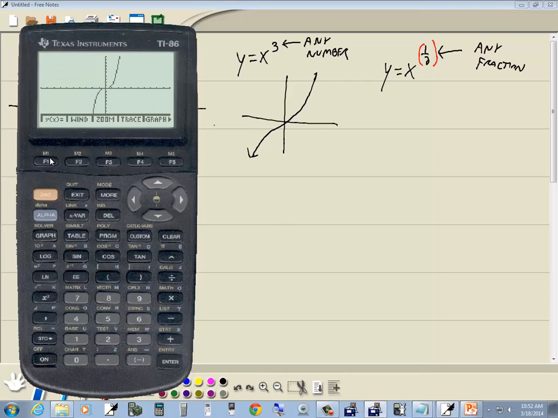So press my y equals. Again, if you're not in graph, press graph button. So press F1 to get to that. Press clear. I do my X key, caret, beginning parentheses, 1 divided by 2, and then closing parentheses. I want to get to the graph, so I press exit one time, and then I press F5, the button below it.